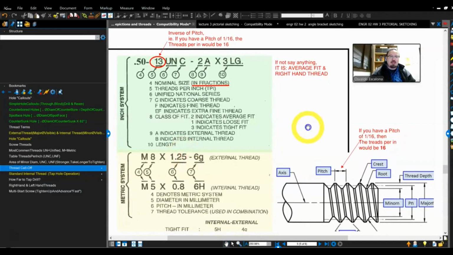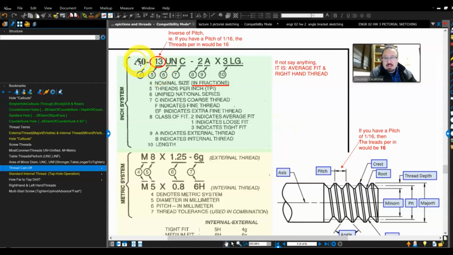Okay, so this is the one that I was telling you guys. This is how you call them out. You have this type of system for this type of thread, the one that has the 60 degrees. You have the Unified National, which you can call Unified National Coarse or Unified National Fine, and you have your metric systems. If you go to the hardware store, most likely you will find these two.